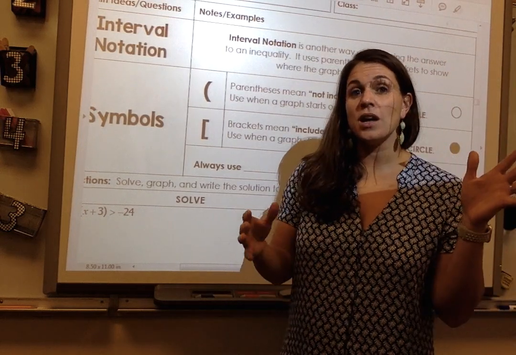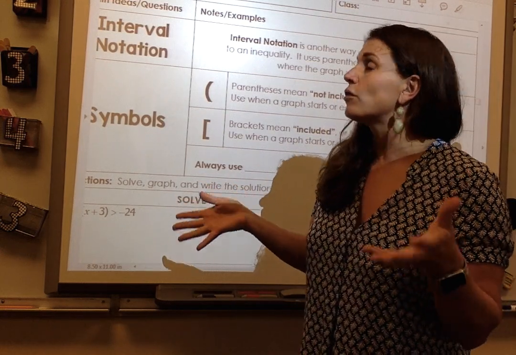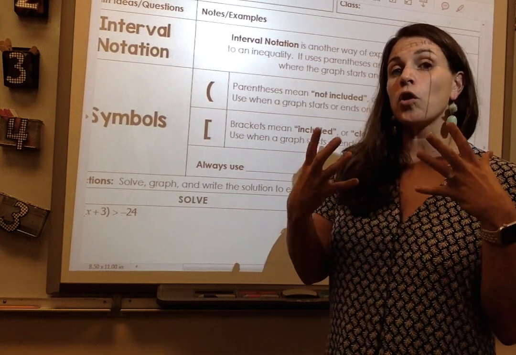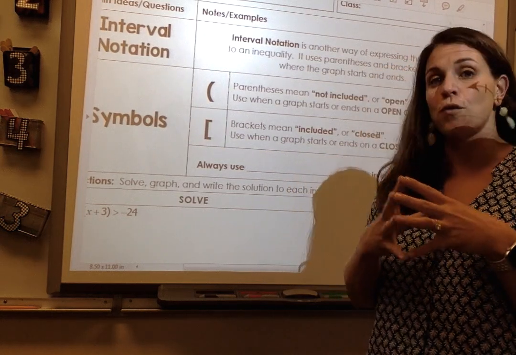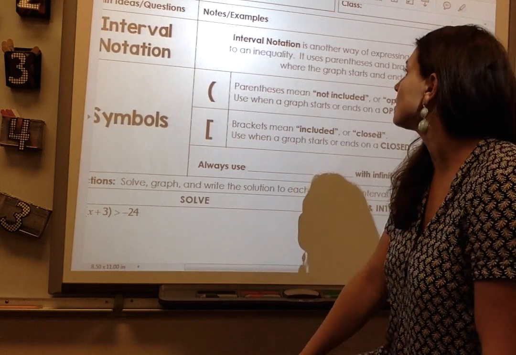This is not special to me in particular. This is just interval notation used in Algebra 2 and Pre-Cal and Calculus. So we are learning how to write the form in another way. And we start easy by doing multi-step inequalities.